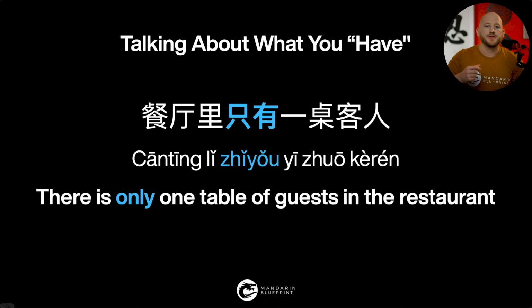Now, if you put 只 before it, meaning only, then you're adding in your subjective opinion. That's the thing that 只 adds. So you could just say 餐厅里有一桌客人. That would just mean there is one table of guests at the restaurant. But by adding 只, you're now saying that we would expect there to be more. There's only one. So it's a way of expressing your subjective perspective.